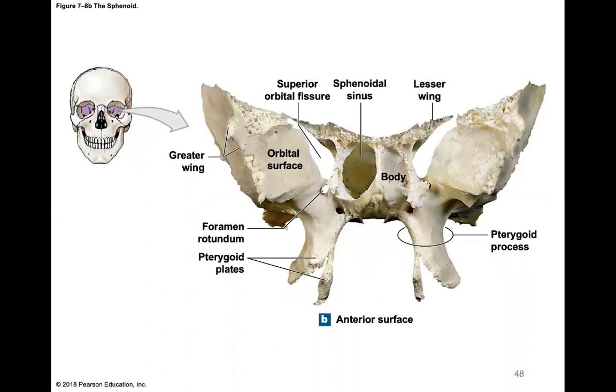This is looking at the anterior surface, so this is looking actually straight on. So, you know, you're looking into the skull. This is what you would sort of see staring at it straight on. Here you can see these pterygoid processes sort of sticking down. And again, these are going to be very important for muscle attachment to those pterygoid muscles.